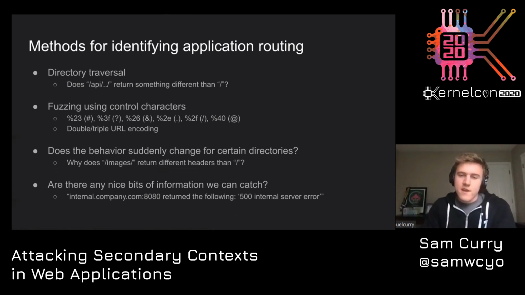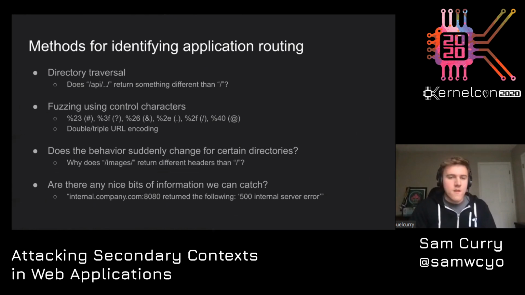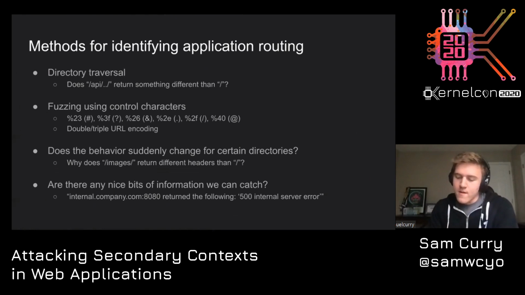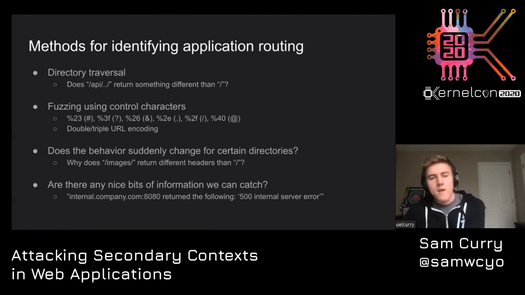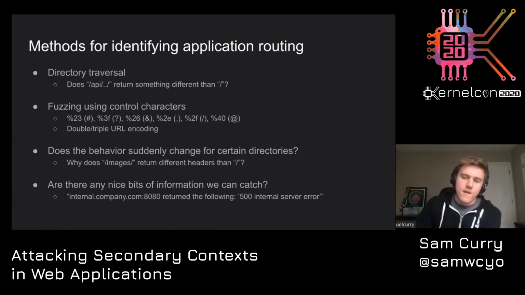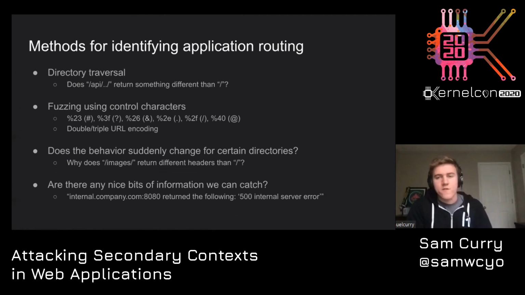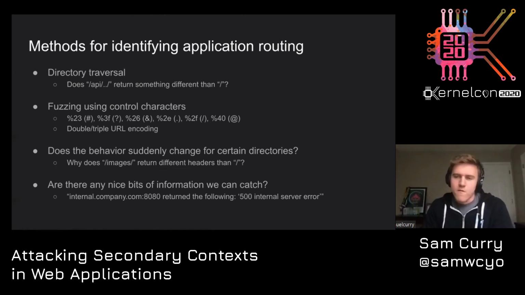If /API returns something different than GET / on the initial application, then there's a really good chance that it's being routed to a different host or to a different directory. Secondly, there's throwing in control characters. If you throw in a question mark, ampersand, hash, period, slashes, and there's a different behavior, or even, nicely enough, stack traces where it's like, hey, I'm unable to load this, or this is giving a 400 bad request, you can actually see that internal HTTP request. And then again, if /images behaves differently than slash, or again stack traces.